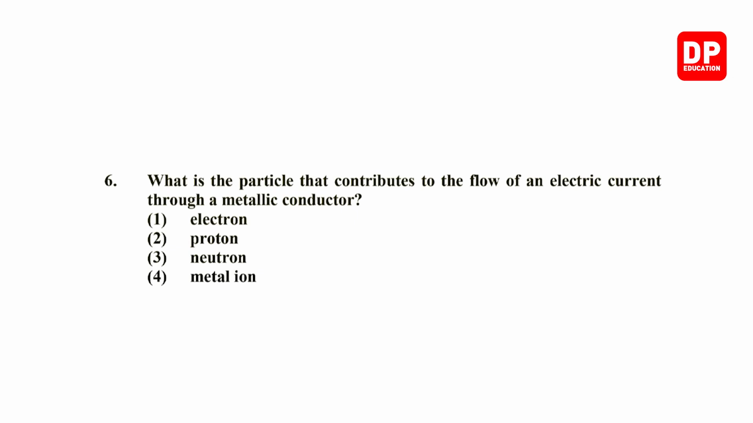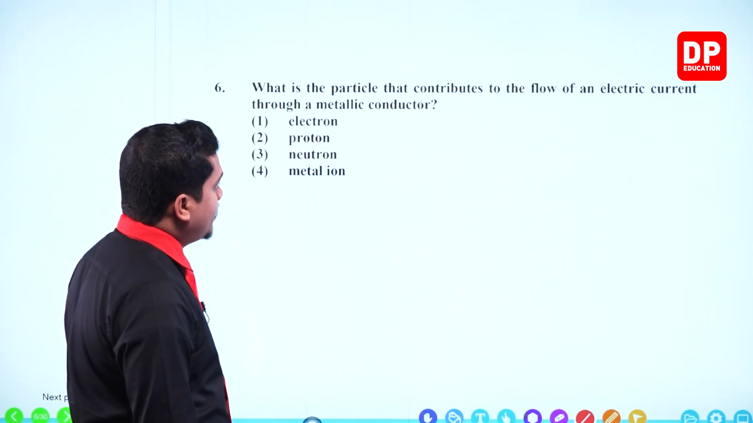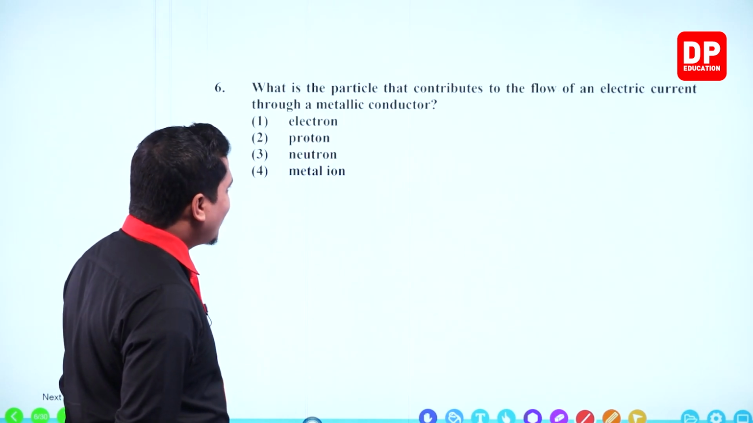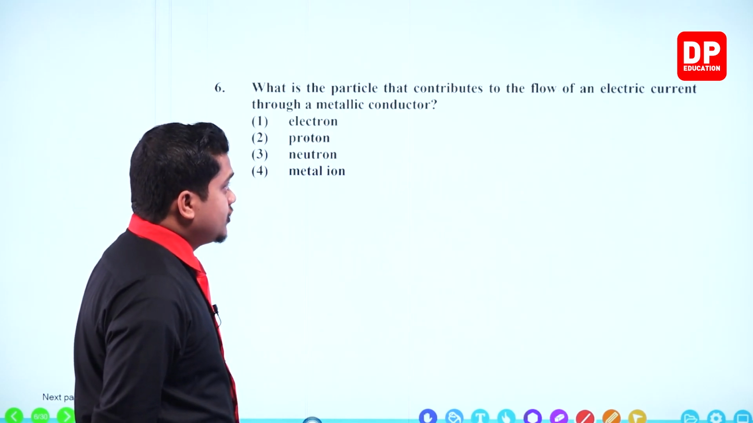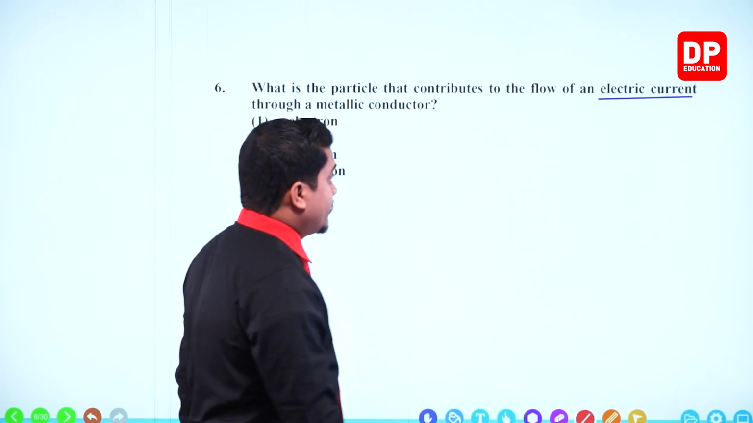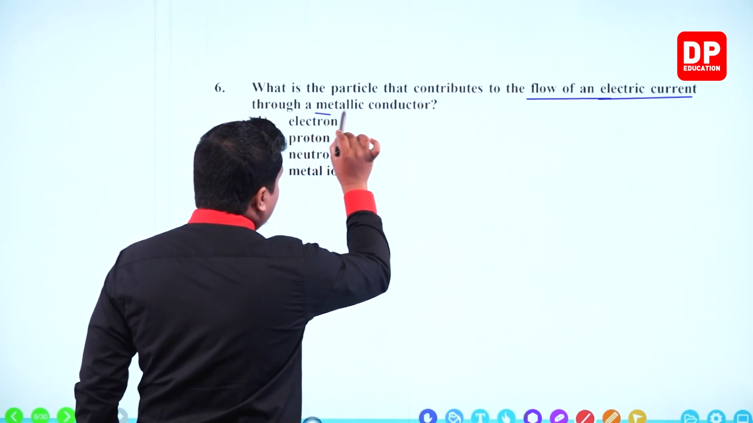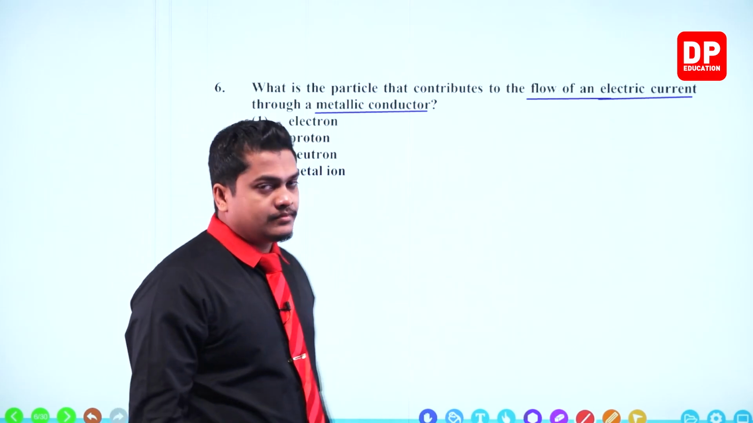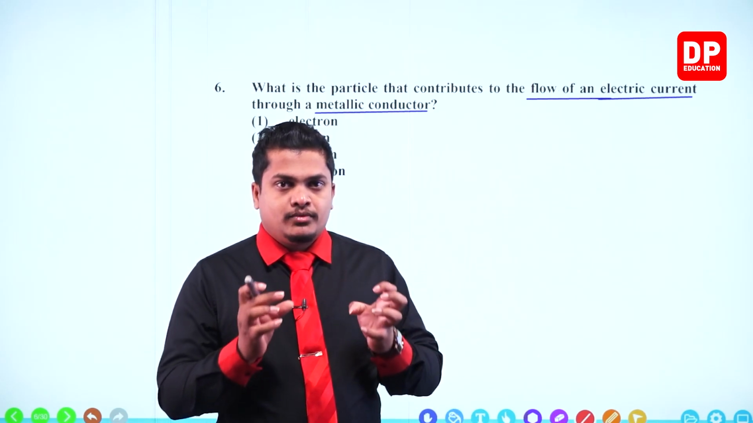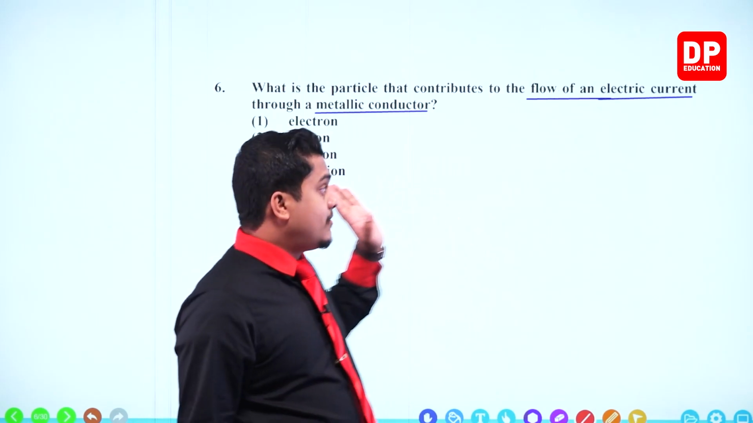What is the particle that contributes to the flow of an electric current through a metallic conductor? These two statements are quite important: electric current, flow of an electric current, and metallic conductor. These two are the key statements that we need to consider when looking at question number 6.